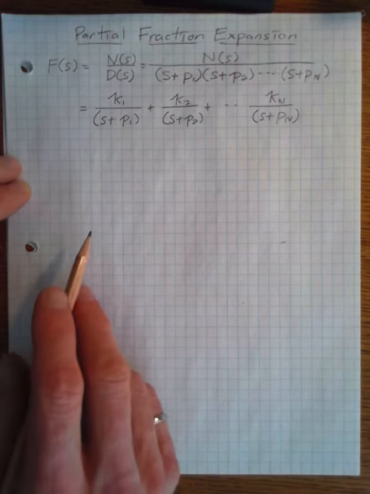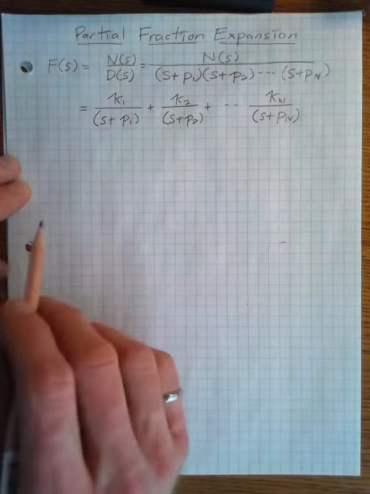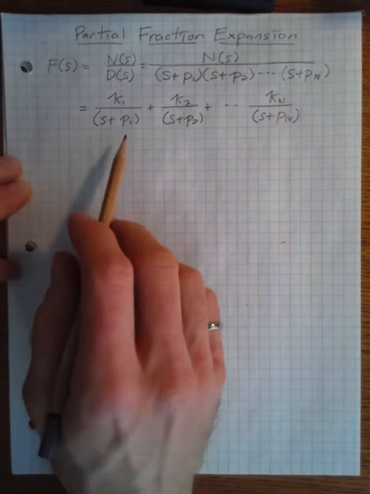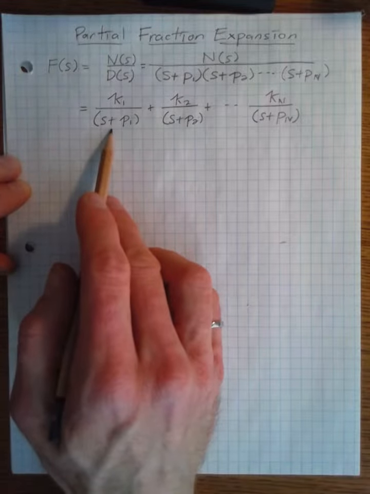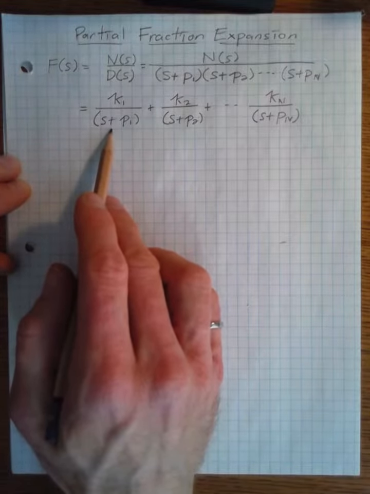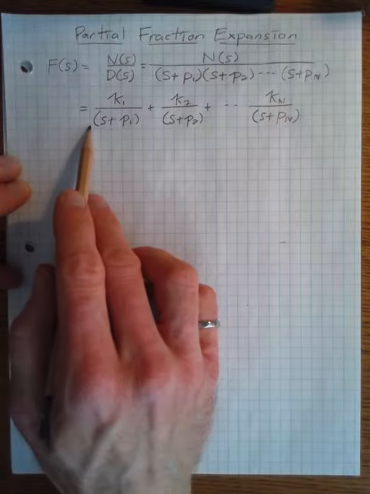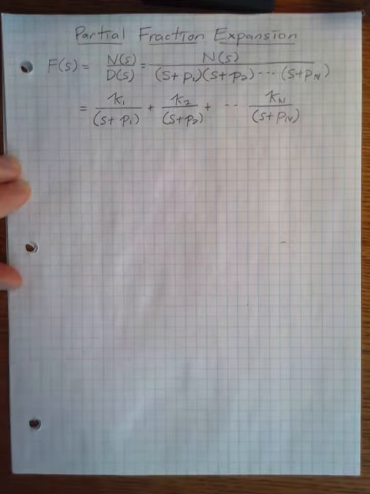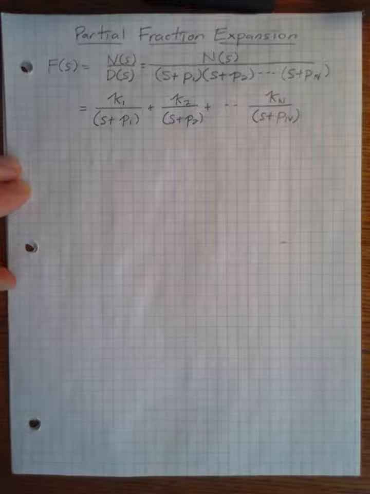Just as a little bit of terminology, we call the values of p1, p2, all the way up to pn the poles of this function. The reason for that is when, for example, s is equal to minus p1, we have a 0 in our denominator, and our function spikes up to infinity. If you were to plot this versus s, as you got closer to negative p1, the value of the function would jump up towards infinity, and it looks like a pole, basically like a big tall pole. That's where that term comes from.